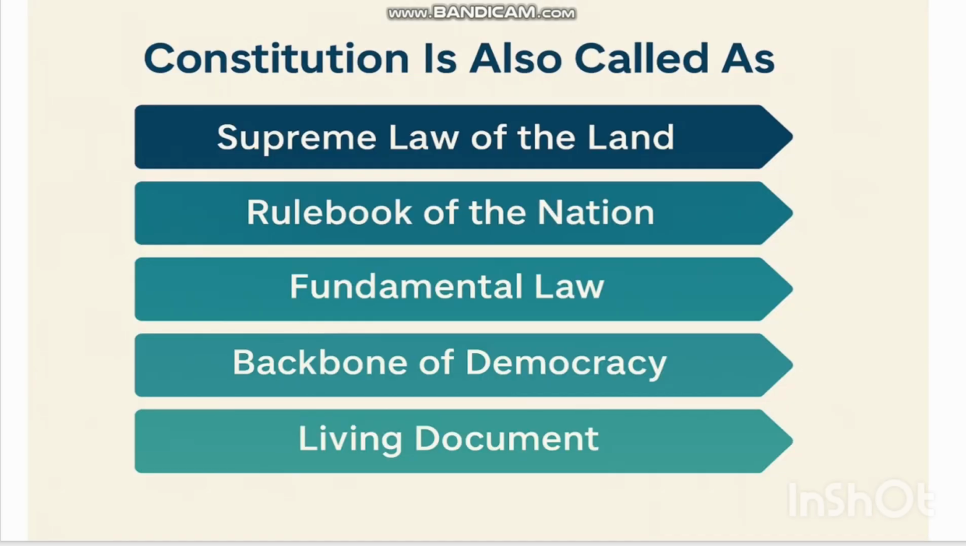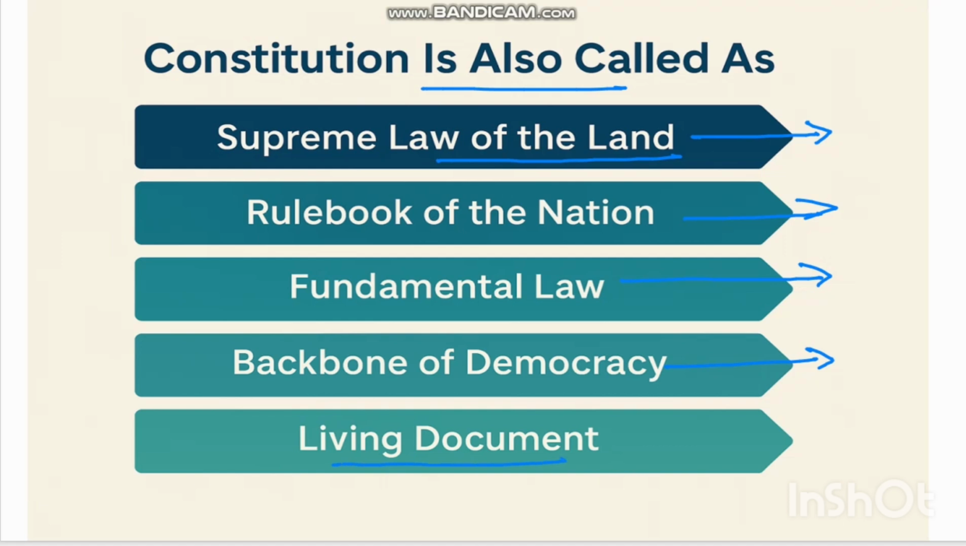The constitution is also called the supreme law of the land. All the citizens in a country should follow the rules and laws provided in the constitution. It is the rule book of the nation and the topmost fundamental law of the country. It is the backbone of democracy, because without a constitution there will be no democracy.